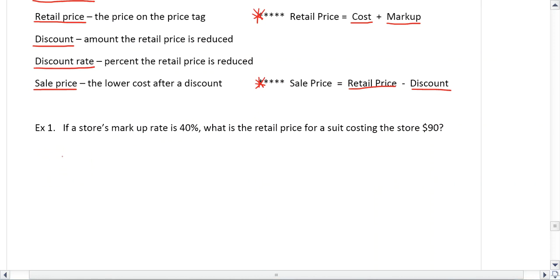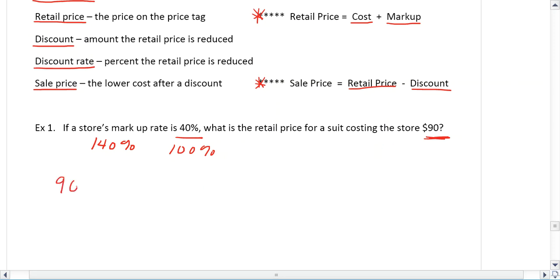In this first example, you really have two ways you can approach it. The store is going to mark up the item 40%, and they paid $90 for it. Now you can take the 90 times the 0.4 and find the markup and add it. Or we could use the one-step method that we learned earlier, where we take this 100%, which represents the cost, the $90, and add the 140 to it. And so we're going to find the 140% with this 90.